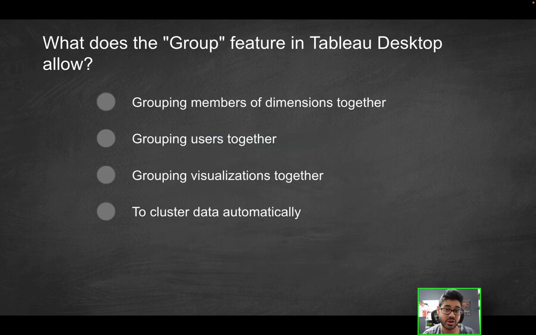What does the group feature in Tableau Desktop allow? Does it allow the grouping of members of dimensions together, the grouping of users together, grouping visualizations together, or to cluster data automatically? Which of these is it going to be when we talk about grouping data?